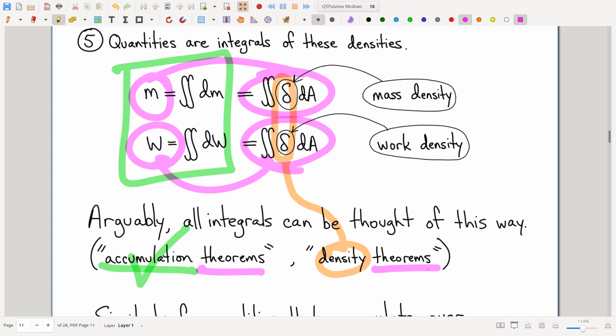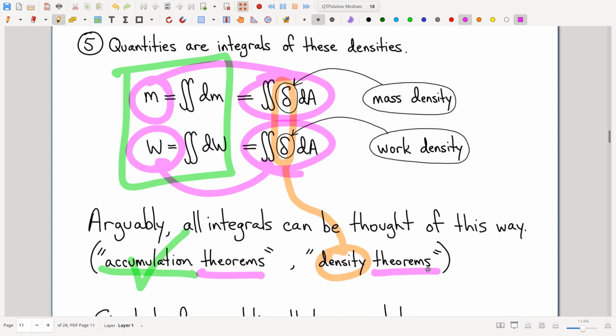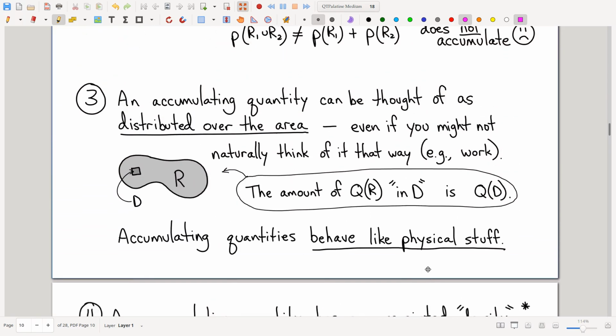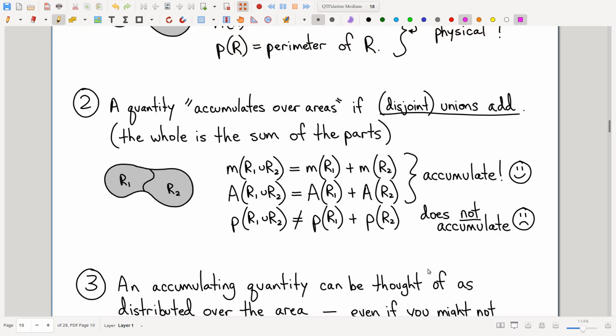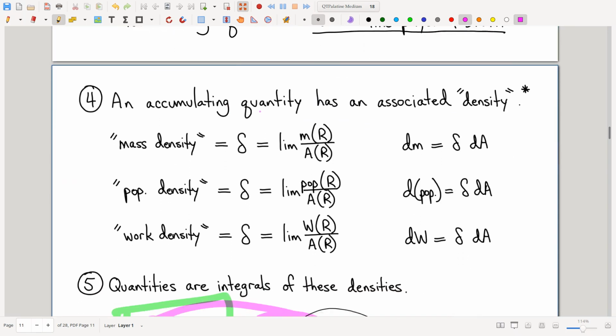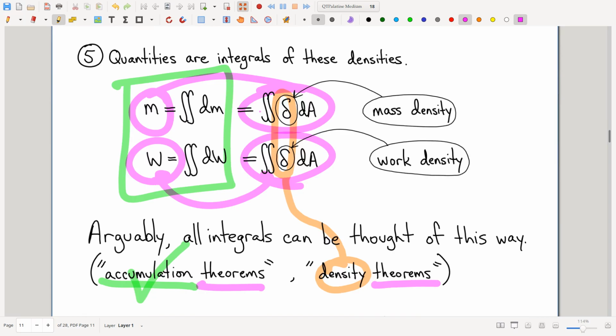All of these theorems that we're writing down here, they all effectively come out of one single property, right? This comes from the idea of density, which comes from the idea that these quantities behave like physical stuff, which comes from the idea of accumulation. Anytime you find a quantity that accumulates, you have a corresponding accumulation theorem. That's a really powerful idea, right? So many different quantities accumulate, and we've got accumulation theorems for all of them now.